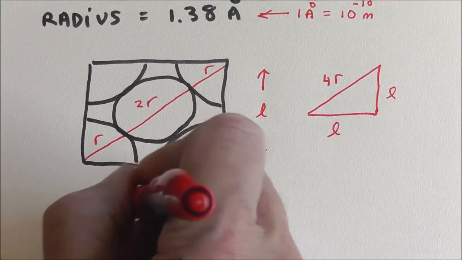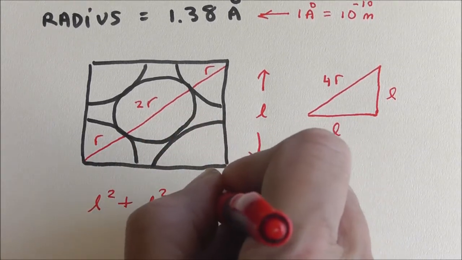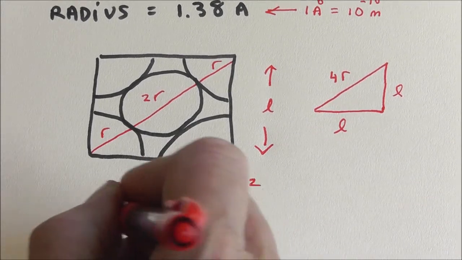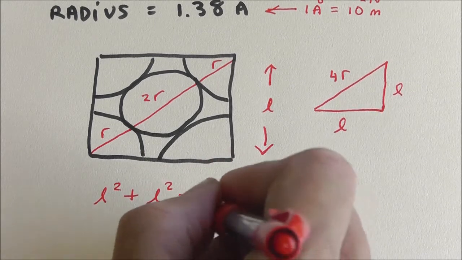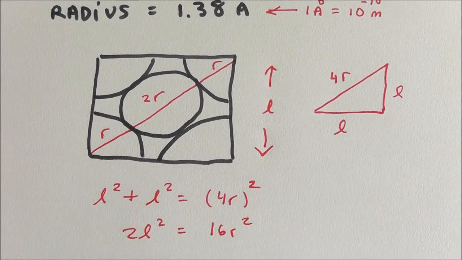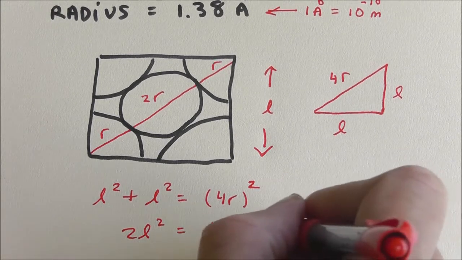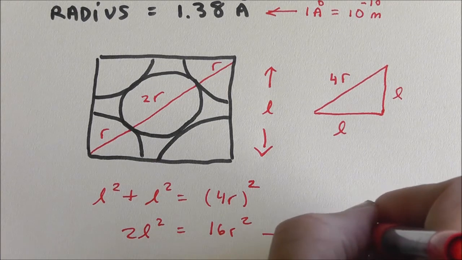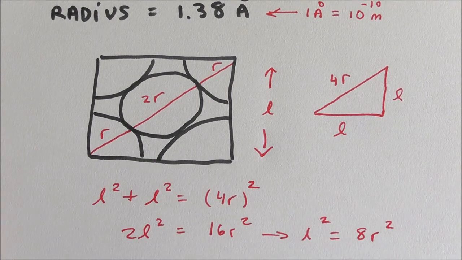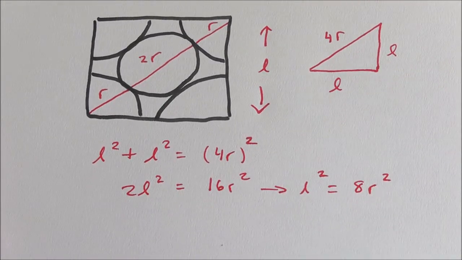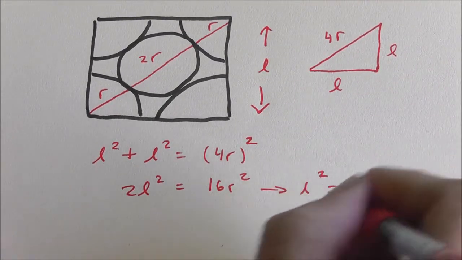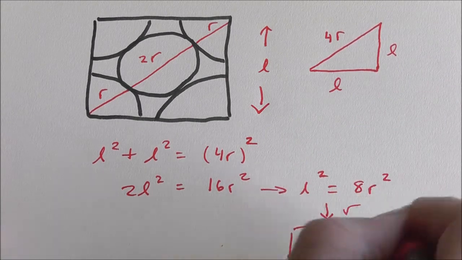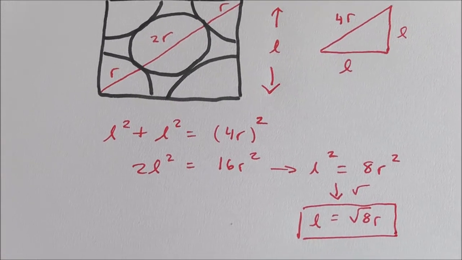So L squared plus L squared equals 4r, quantity, squared. 2L squared equals 16r squared. Divide both sides by 2. L squared equals 8r squared. Let's take the square root of both sides. L equals square root of 8 times r. We've got to cube that. That's how we're going to find our volume.